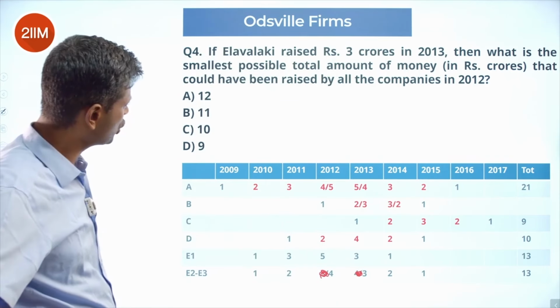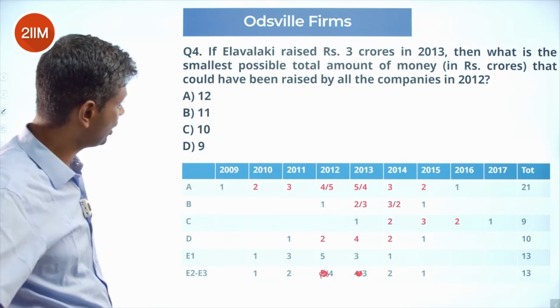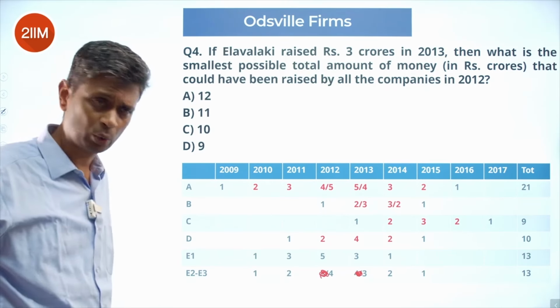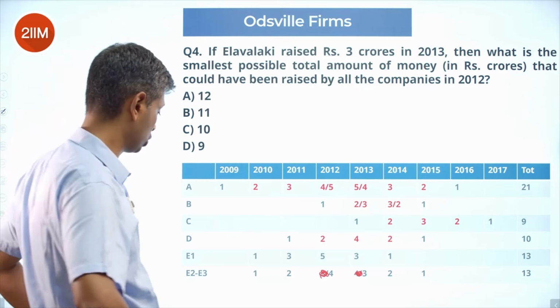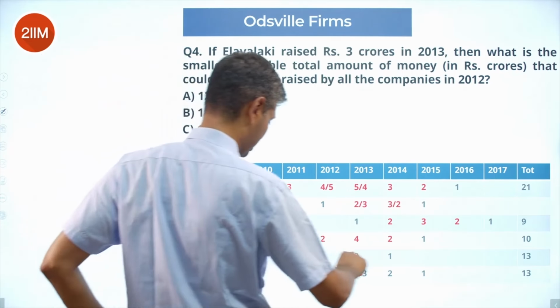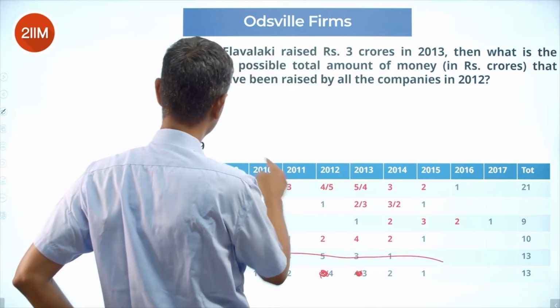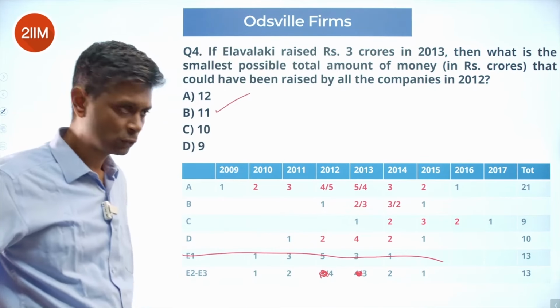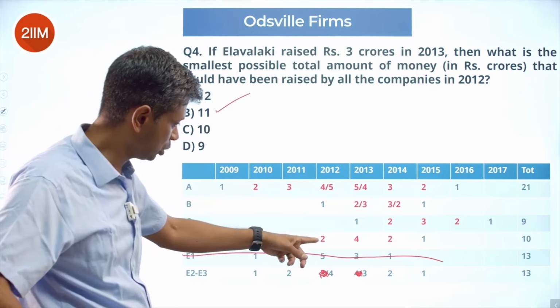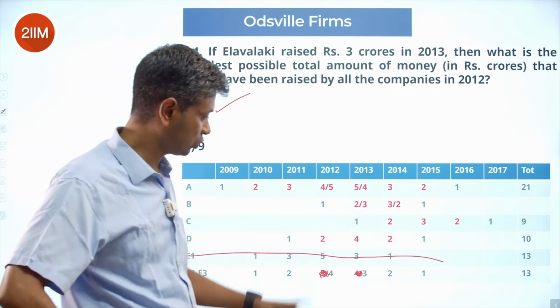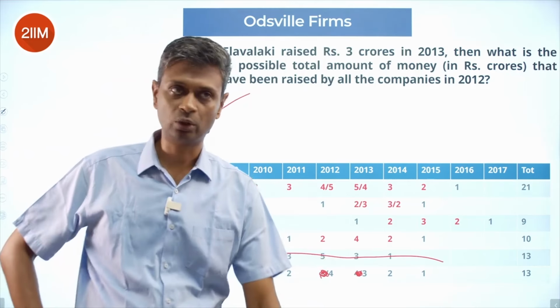What is the smallest possible total amount of money that could have been raised by all the companies in 2012? In 2012, we want as small as possible. So we eliminate this. So this is 4. 4 plus 2, 6, 6 plus 1, 7, 7 plus 4, 11, 11 is possible. 4 for this, 1 for this, 2 for this, 0 for this, and 4 for this, not this option, this option. 6 plus 1, 7 plus 4, 11 crores.